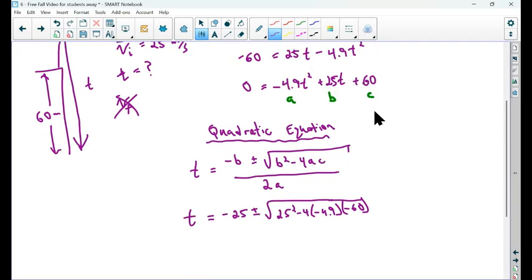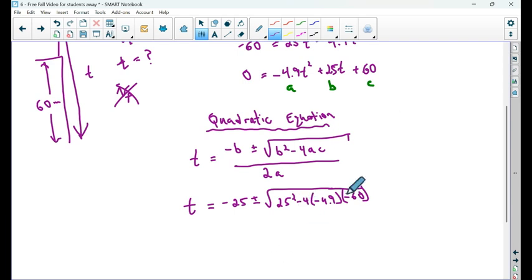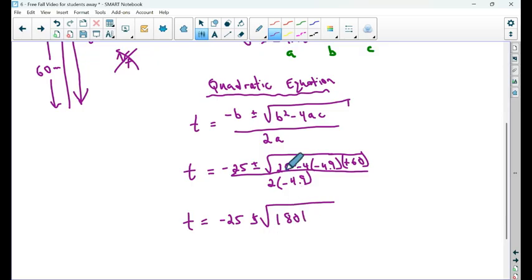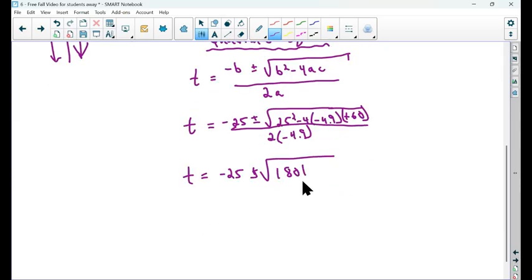Oh no, sorry, positive 60. Our c was positive 60. There we go. So I can see there's a whole bunch of stuff under that square root that I'm going to have to work out. 2 times negative 4.9. If I clean this up a whole bunch, here's what it ends up looking like. I end up with my negative 25 plus or minus square root of 1,801. And 2 times negative 4.9 is negative 9.8.